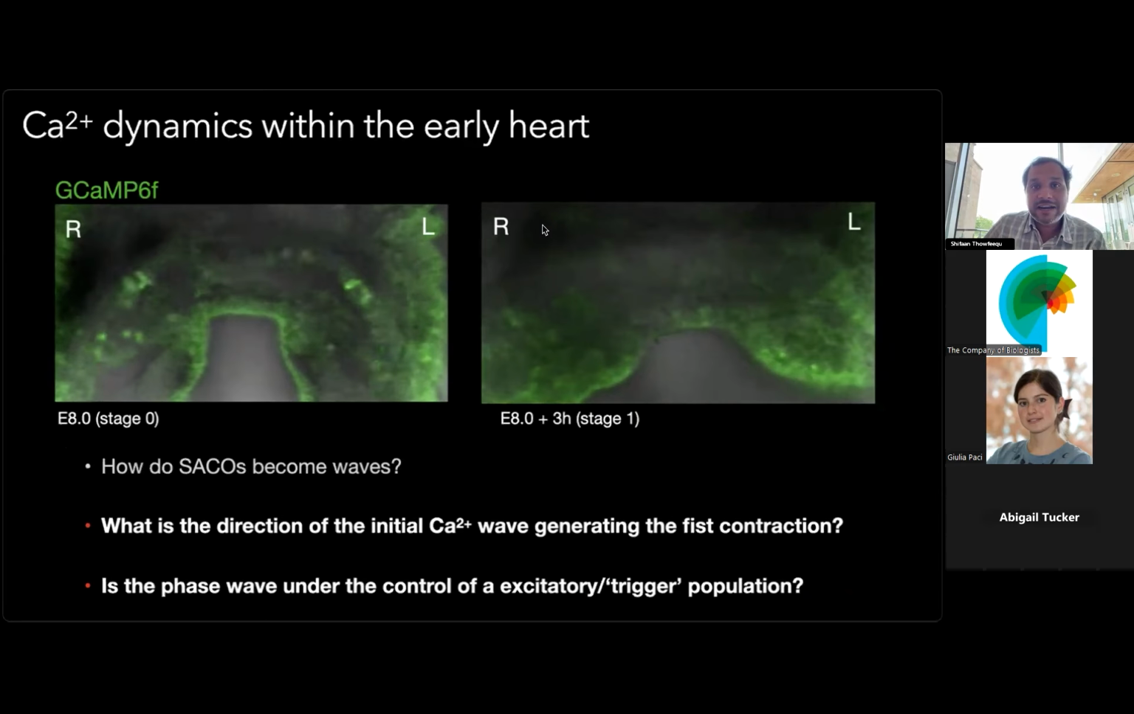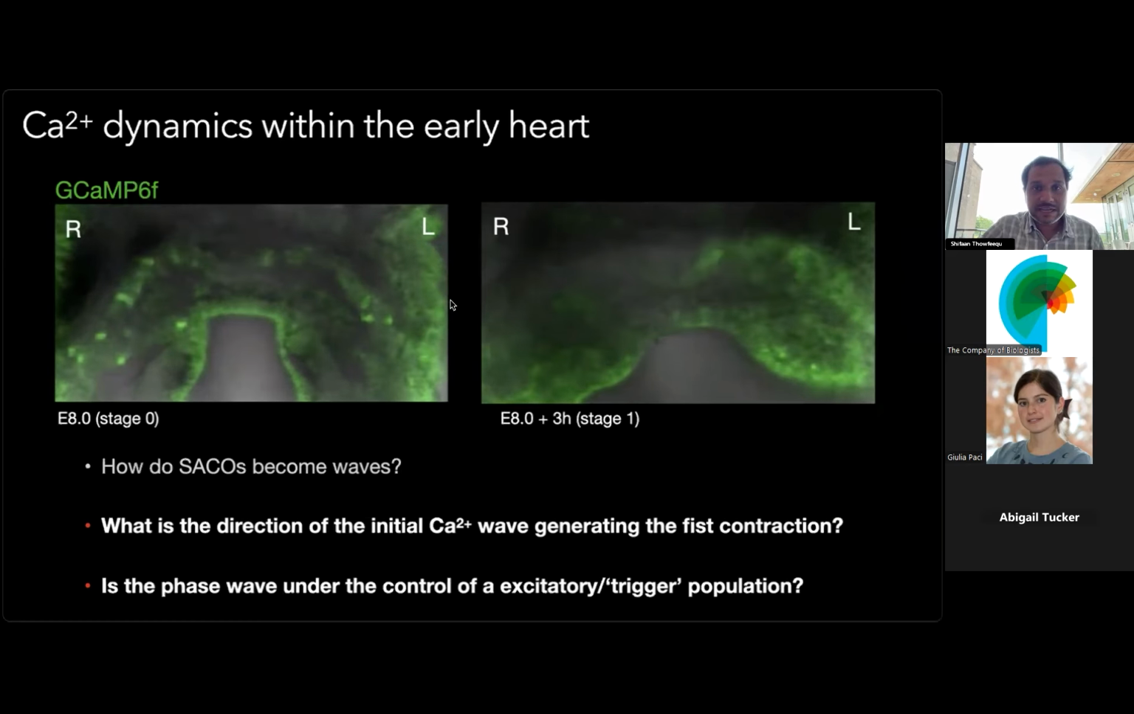So we still have a lot of unanswered questions related to this. For example, how do SACOs become the wave, or is there a conserved direction of the initial wave? And also questions about how this wave is generated and maintained? Because I need to remind you that this is at a stage when the heart is the only organ present, in a sense. There is no cardiac pacemaker or conductance system, and there's no innervation. So well before there is any differentiation of these structures, you're still getting coordinated activity across the entire cardiac field.